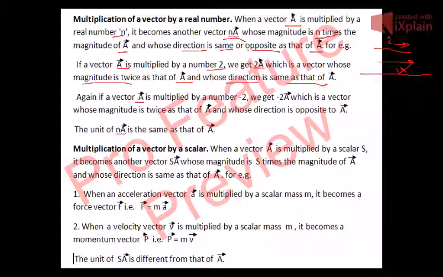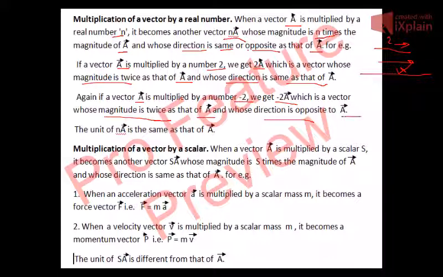Now, if we multiply a vector A by another real number, that is minus 2, we get a vector minus 2A, which is a vector whose magnitude is again twice that of A and whose direction is opposite to A.